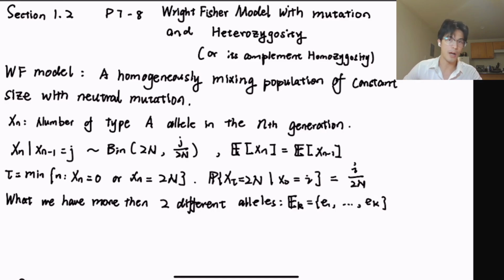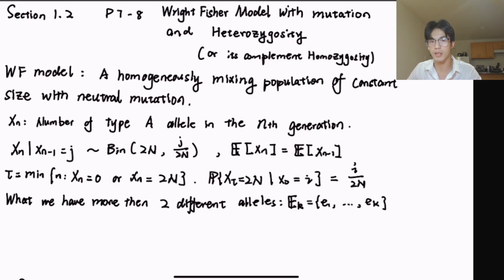My name is Tagore Zhao, and today we will be going over the Wright Fisher model with mutation and heterozygosity, or if you're familiar with its complement, homozygosity. Let's do a quick recap of the Wright Fisher model. It is a homogeneously mixing population of constant size with neutral mutation, meaning that the mutation itself does not change the fitness of a single allele.